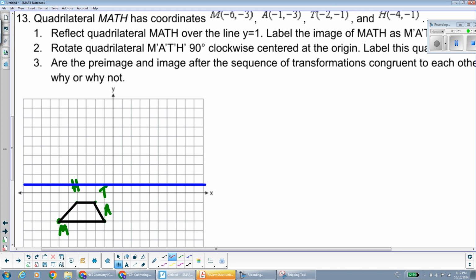So let's do it. 1, 2, equally spacing all the points. 1, 2, 3, 4. So I'm just counting the spaces to the line and moving in equal distance. 1, 2 on the other side of the line. 1, 2, 3, 4.